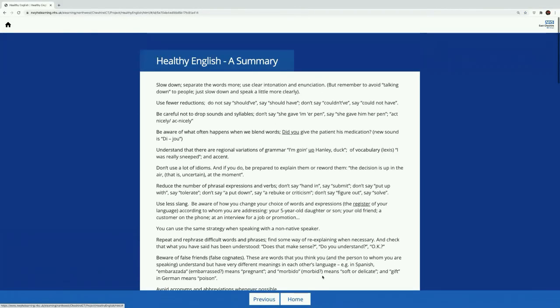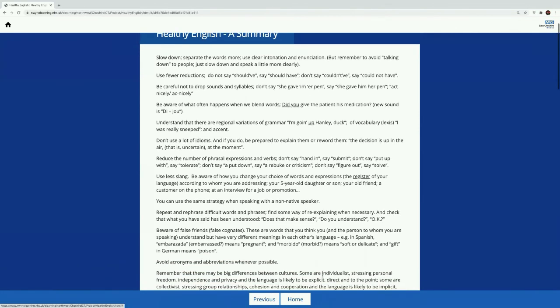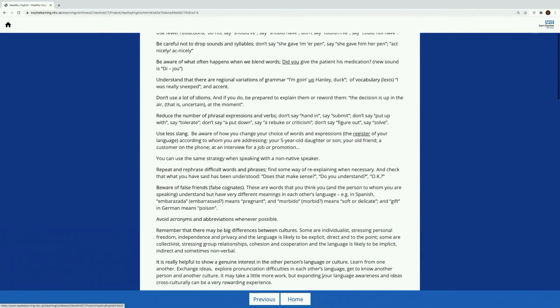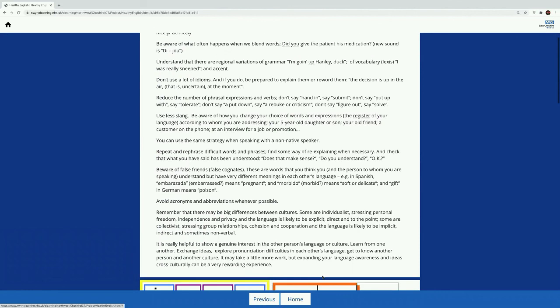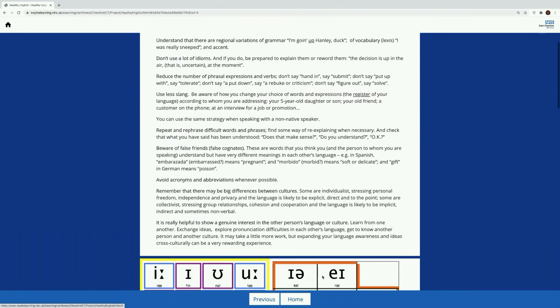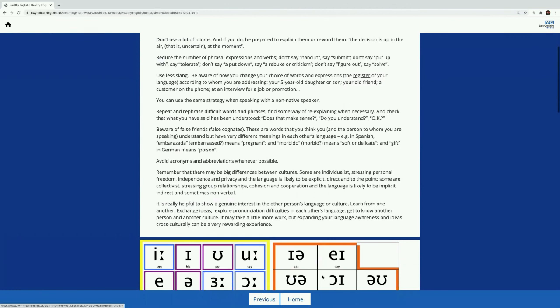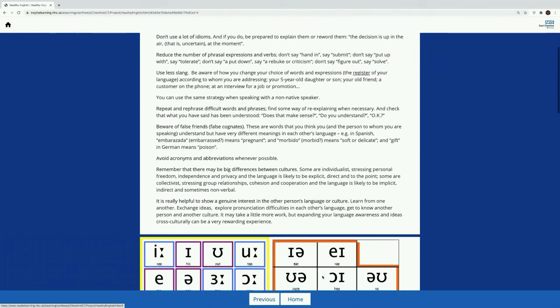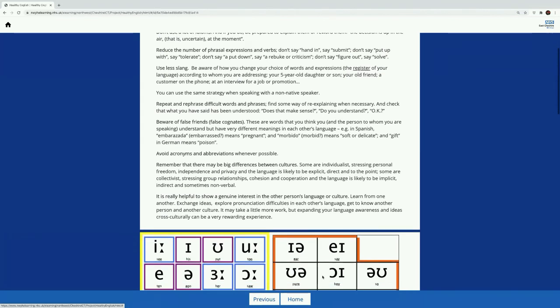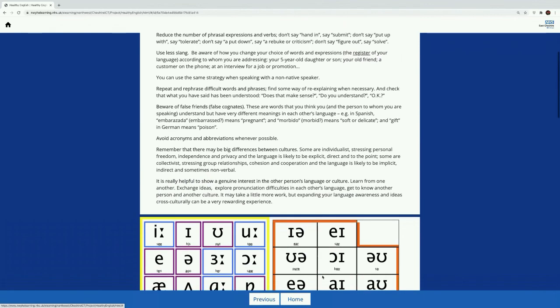Finally, there is Healthy English, a summary, a section highlighting some of the major points of the site. This section can be used as a way of reminding oneself about the more detailed sections elsewhere on the site, or printed for use on notice boards, to be put in folders or reference manuals.